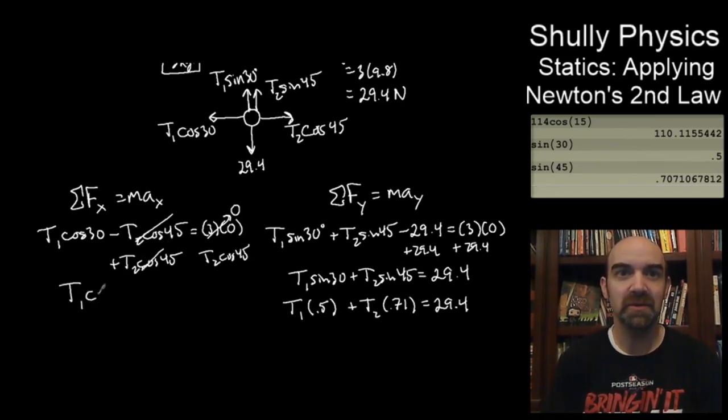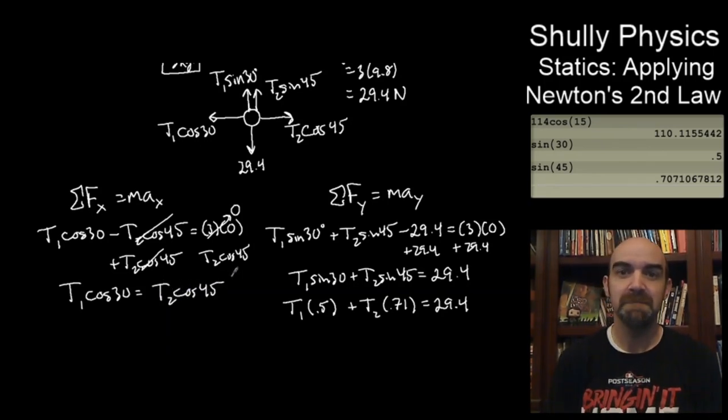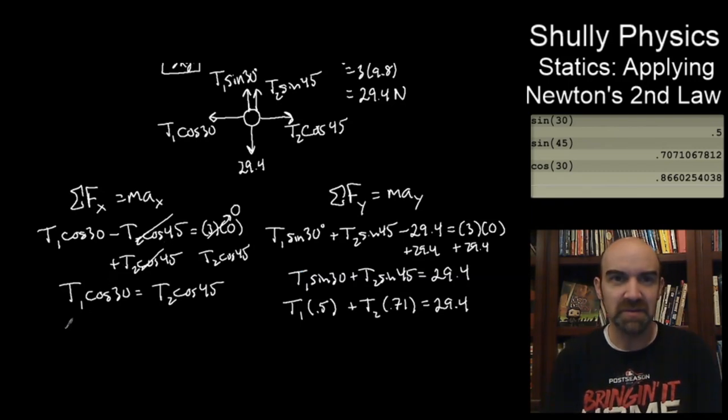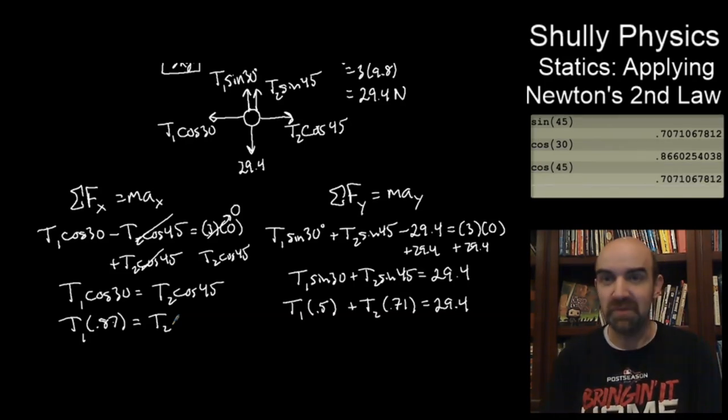And we get T1 cos 30 equals T2 cos 45. Okay, we get a comparison between tension 1 and tension 2. Let's go ahead and get those ugly cosines out of there. Cosine 30 is 0.866. I'll call that 0.87. And cosine 45 is actually the same as sine 45, 0.707. So we're going to have a 0.71 there also.